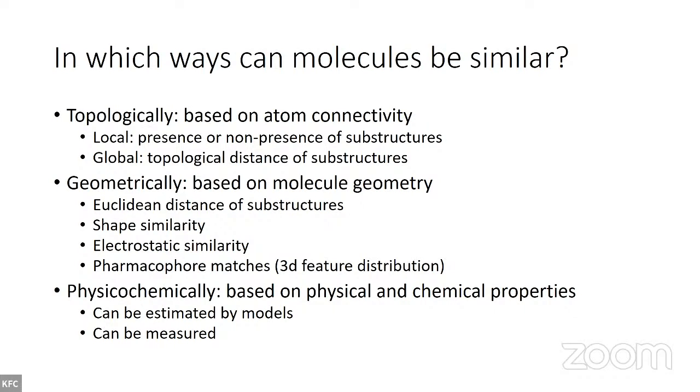Then another way in which we can compare molecules is physicochemically. This means that we look at physical chemical properties. It can be things like polarity, even molecular weight, such things. Importantly, this is actually something which can be measured. Let's say something like a partition coefficient, we can measure this.